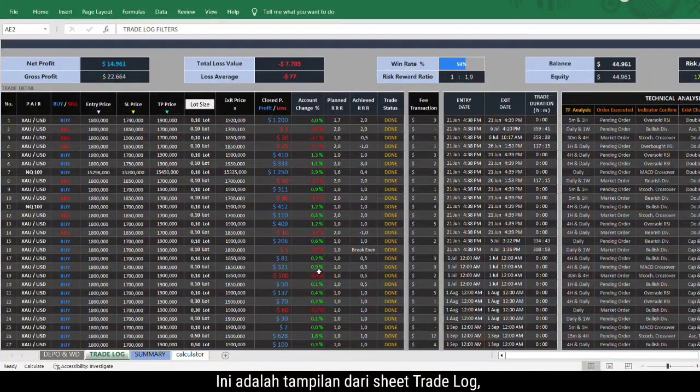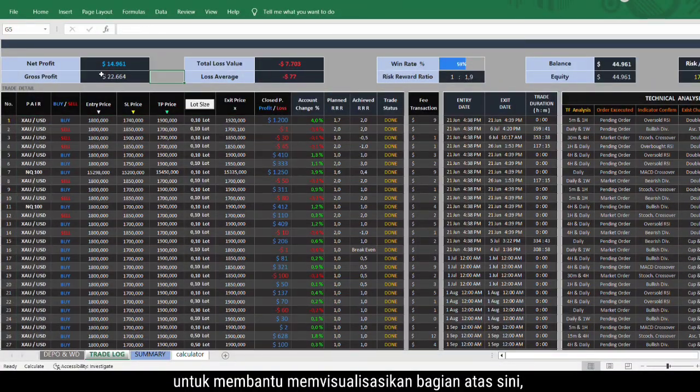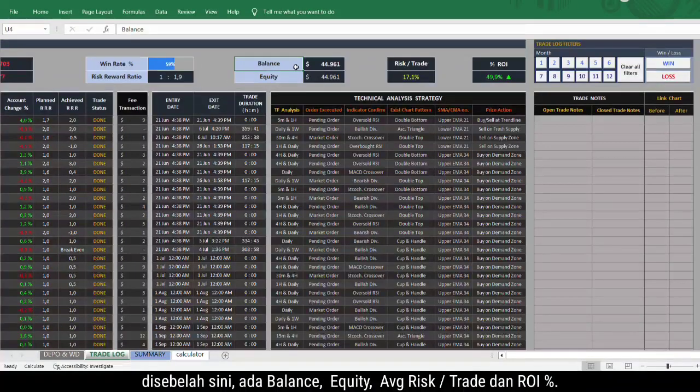This is the Threadlock view, which I filled with about 200 random trades to help visualize the Threadlock section. So at the top here, there are some important statistics of our trading result. Here we can see that there is a net profit, gross profit, total loss value, loss average, then there is a win rate percentage, risk reward ratio. Then over here we have balance, equity, average risk per trade, and ROE percentage.